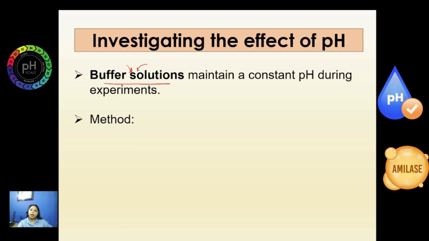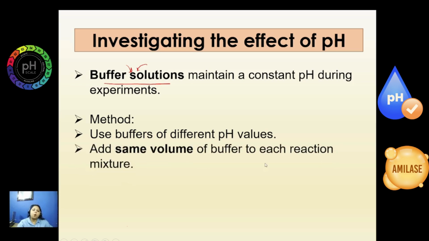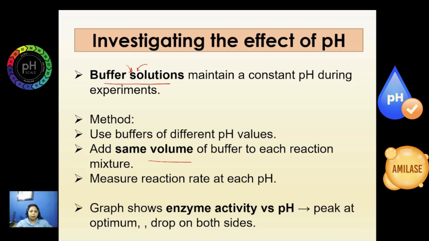So we have to have a buffer solution to keep the pH constant, and we use buffer solutions of various values. For example, we have a buffer solution for 2, and we would have a buffer solution of 8, and the same volume of buffer would be used in each reaction mixture. Simple. Now measure the reaction rate at each pH, and check whether the rate is high, the rate is low, or whether there is no change in the concentration of substrate or product. A graph is drawn between enzyme activity and pH, and you can easily check whether it's increasing or dropping.